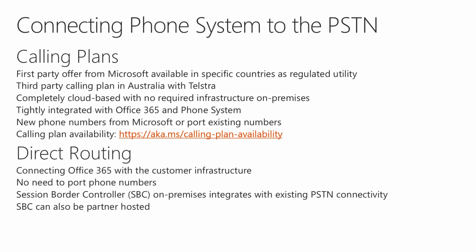The other option is direct routing. In direct routing, Office 365 will be connected with the customer infrastructure, and that means you can continue using your existing PBX or your existing carrier contracts. There's no need to port any phone numbers since you will still be owning these phone numbers. There will be a session border controller, an SBC, on premises that integrates with this existing PSTN connectivity. If you want to, this SBC can also be hosted by a partner, removing the requirement that you have anything physically on your premises.